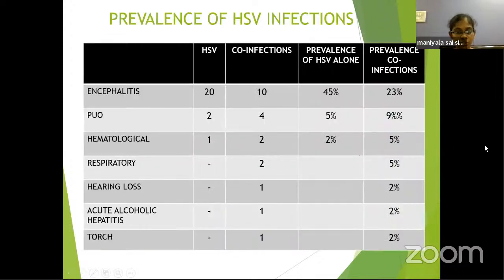This is the prevalence of HSV infections. This table shows the HSV infections, co-infections, and their prevalence. More number of encephalitis cases were caused by HSV alone, and along with other viruses such as CMV, Japanese encephalitis, EBV, it was caused in 10 patients. Pyrexia of unknown origin was caused by HSV in 2 patients, and co-infection with other viruses was there in 4. Other minor infections were caused by HSV along with other viruses as co-infections.